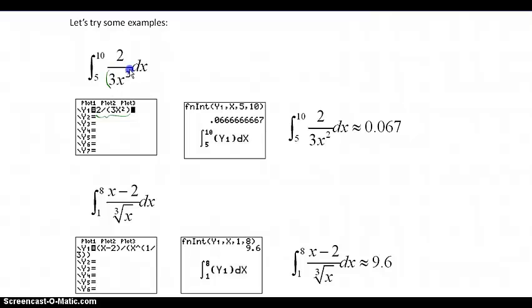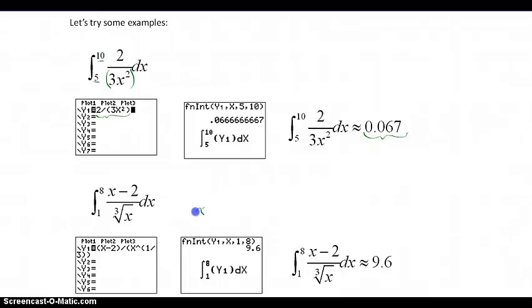This whole thing is in the denominator, so the whole thing needs to have parentheses around it. You're integrating that function once you put it into y1 with respect to x, starting at 5 and stopping at 10, and then you hit the enter button, and there, accurate to 3 decimal places, is the accumulated area in the plane. This one as well, make good use of parentheses.